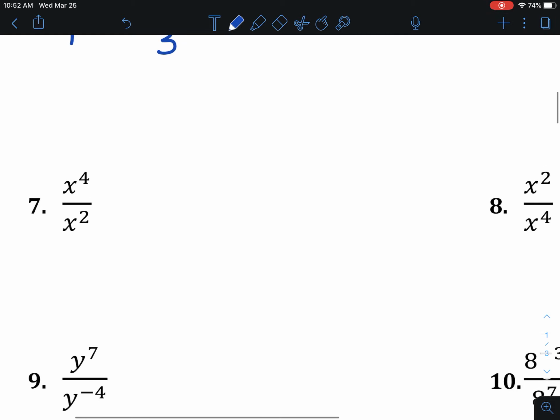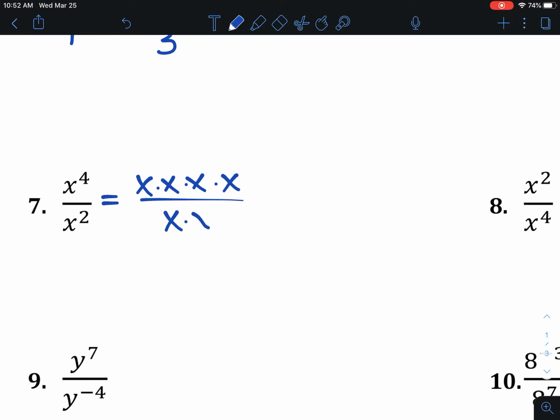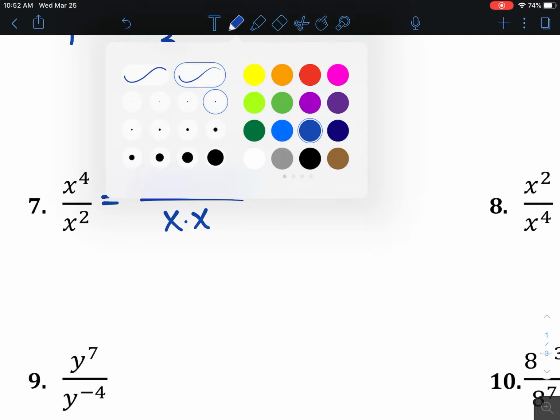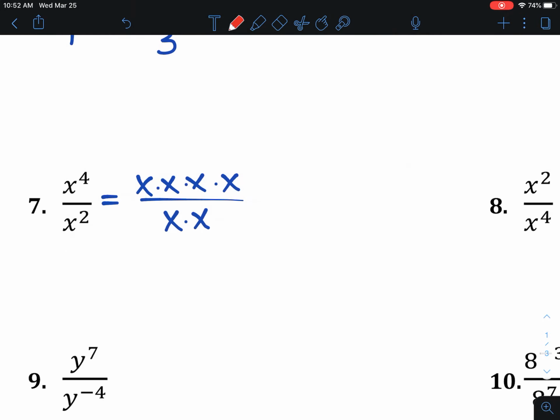Now for dividing, here's how that works. Again, when in doubt, write it out. So x to the 4th is x times itself 4 times. On the bottom, it's x squared, so x times x. And then from here to simplify, we just get rid of 1 with 1 from the top and the bottom. And we see what's left. Well, I see that there's 2 x's left up top. And there's nothing actually left in the bottom.